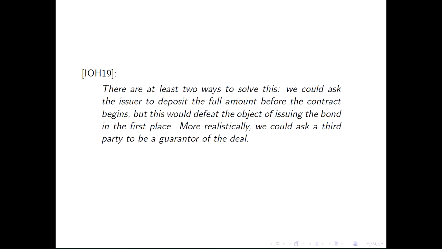So how can we avoid this? Well, there are two ways. We could ask the issuer to deposit the full amount before the contract begins, but this would defeat the object of issuing the bond in the first place. So more realistically, we could ask a third party to guarantee the deal, almost like an underwriter who will pay us if the issuer defaults. But in order to do that, we have to learn about how to do escrow contracts, and we'll look at those in due course.